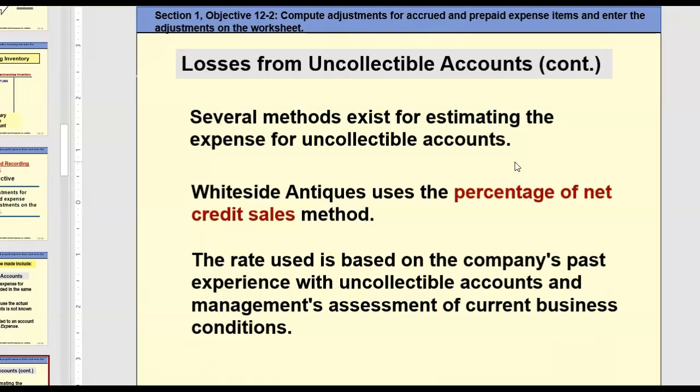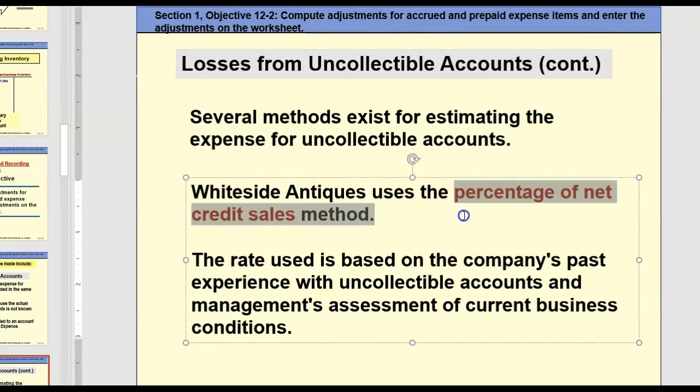But for this class, they just want you to use the most common method, which is the percent of net credit sales. So you take a percentage of your sales. Say pretend you sell $1 million worth of stuff a year, and you say, oh, I think that 8% of the people aren't going to pay me. Then you go in at the end of the year and guess that 8% and put it in the books. You do get to write it off as a company expense.